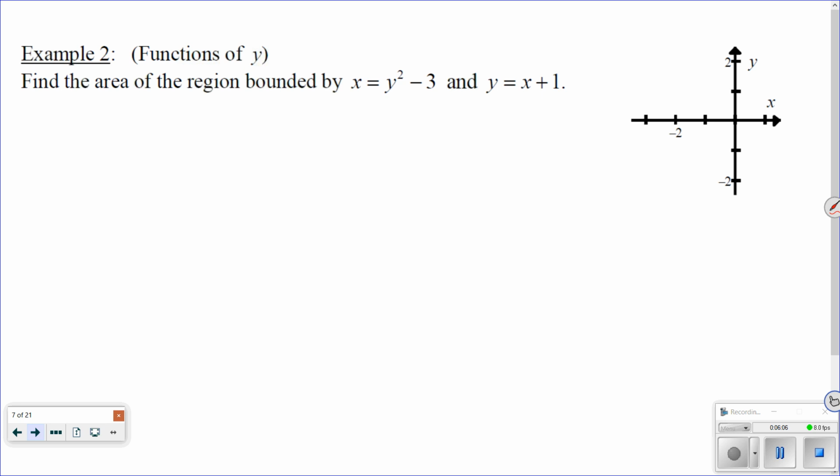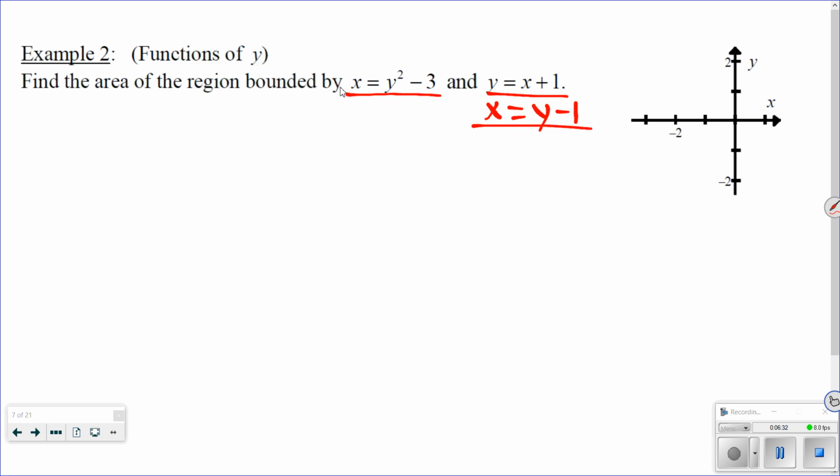Okay, so these are a little bit different. If you look at this equation, this function is not a function of x, it's a function of y, right? I have x equals stuff with y in it. This one actually is a function of x, but we can switch that around. If I minus the 1 over, I get x equals y minus 1. So now they're both in terms of y. They're both functions of y. And we want to find the area of the region bounded by those two.